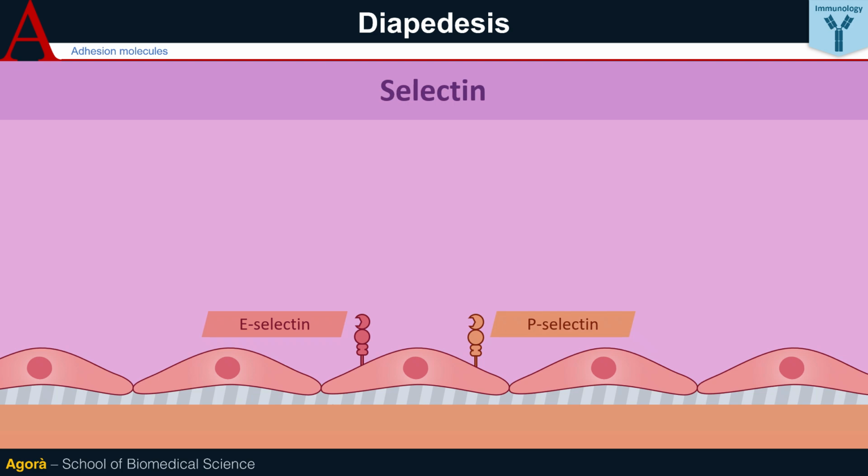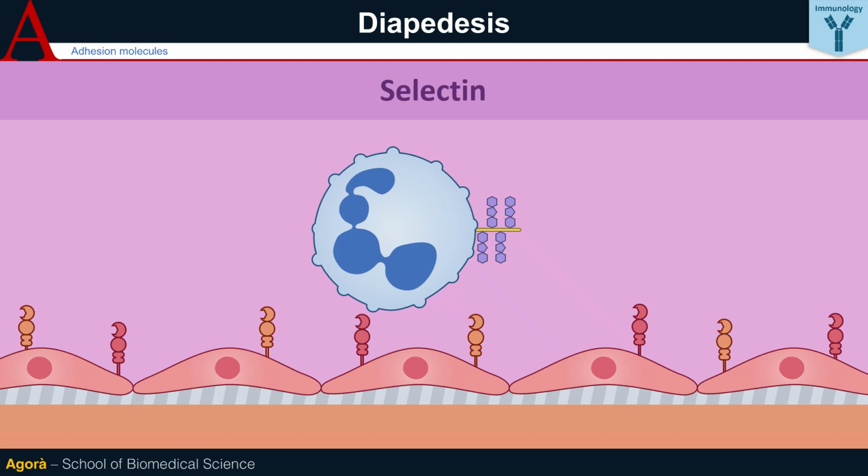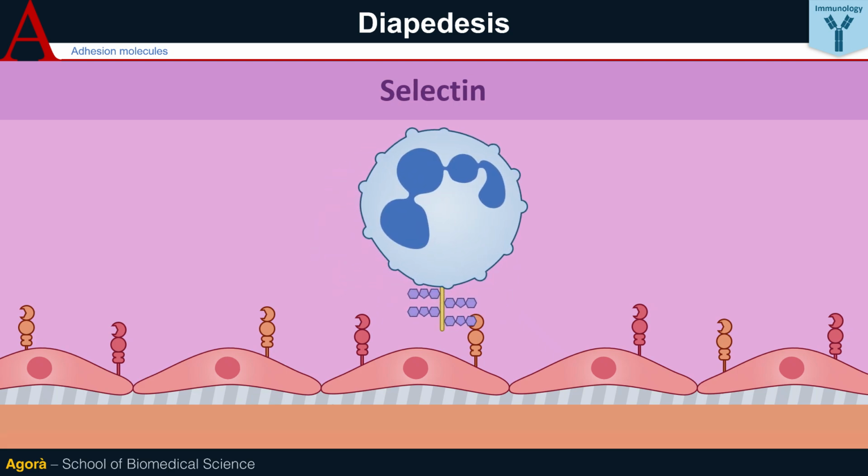More specifically, endothelial cells rapidly express P-selectin, which is preformed in Weibel-Palade bodies, in response to various stimuli. Meanwhile, E-selectin mRNA is transcribed and expressed on the endothelial surface within a few hours. Both P- and E-selectin bind to sulfated sialyl Lewis X, an oligosaccharide found on surface glycoproteins of circulating leukocytes, mainly neutrophils.